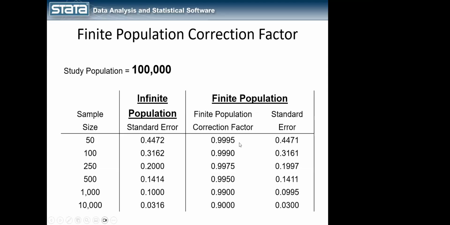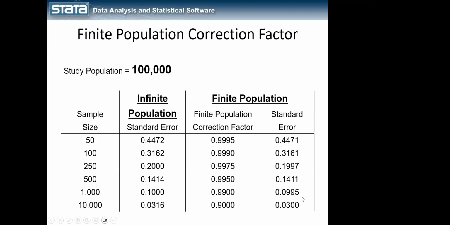That's essentially 1. So when we multiply that times our standard error, it makes essentially no difference. It makes a tiny change out in the 4th decimal place. So that's no big deal. But notice as the sample size gets larger for a fixed population size, the FPC gets smaller. So for a sample of size 10,000 from a population of 100,000, the FPC is 0.9. And that lowers our standard error from 0.0316 to 0.0300.